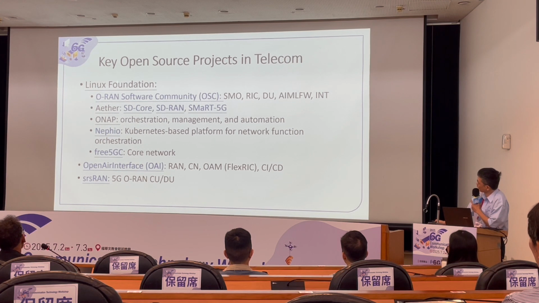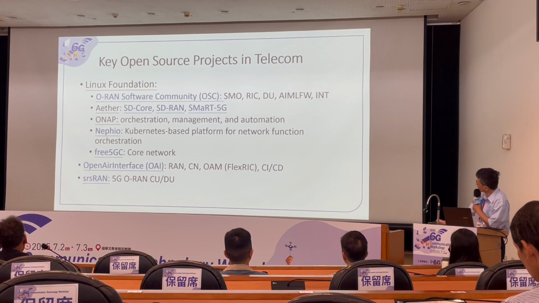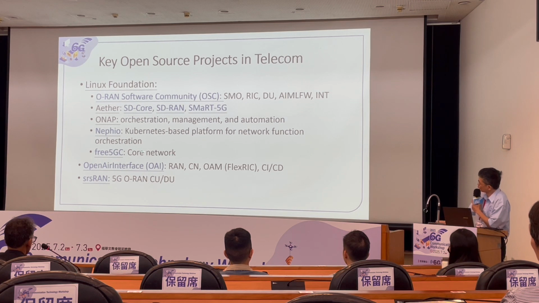Under the Linux Foundation, they also have the LF Edge project. They define SD-Core, SD-RAN, and Smart 5G. ONAP is also used in the SMO to provide orchestration, management, and automation. Nephio is now widely considered in O-RAN Alliance, co-working with O-RAN Alliance to deploy O-Cloud. They provide a Kubernetes-based platform for network function orchestration. Another important one is Free5GC. This is an open source core network widely used in many universities.